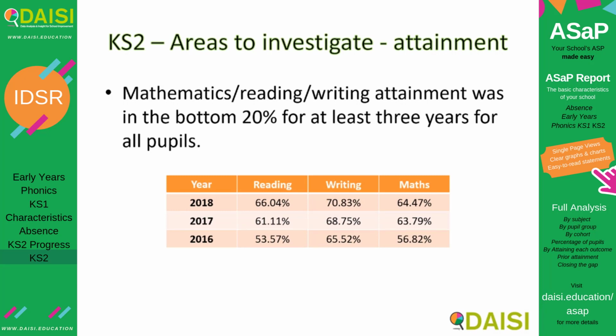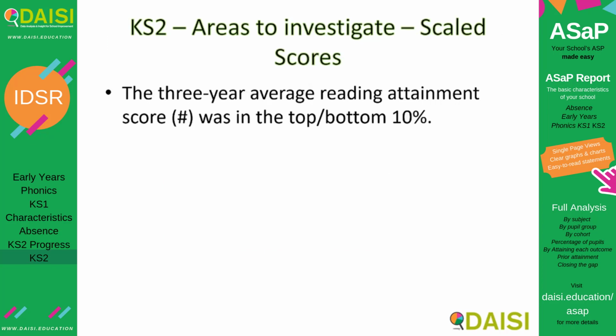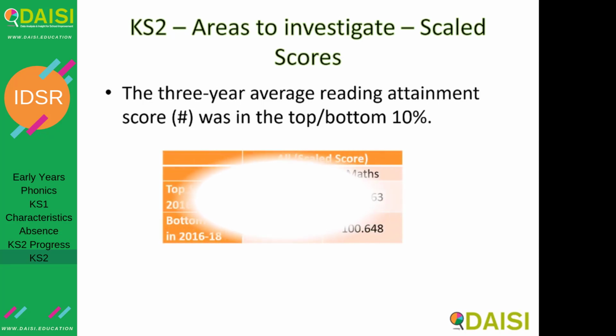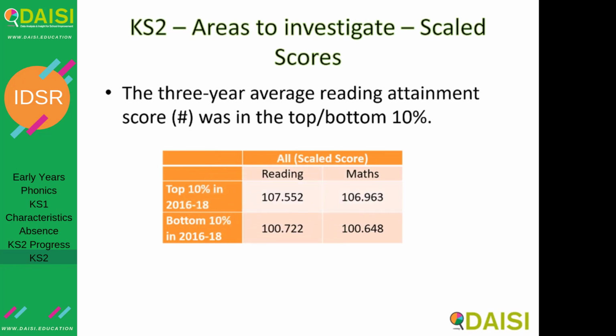So you need to be around the 60-62% mark for reading and maths for 2018 and 2017, and you need to be in the low 50s or below in 2016. The 3-year average reading attainment score was in the top or bottom 10%. Now you can get this information in the ASP 3-year trend tab. And to be in the top or bottom 10%, you need to be around the 107.5 mark or below 100.7.